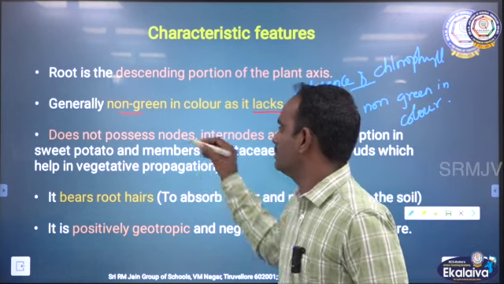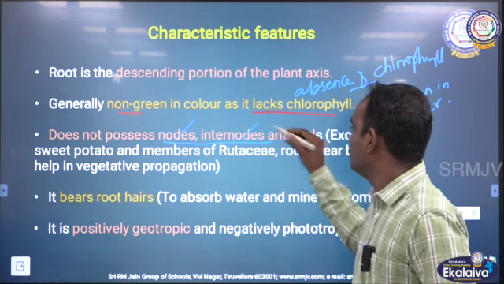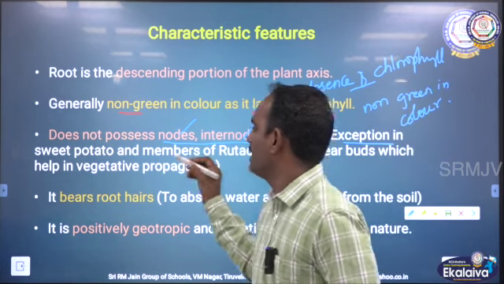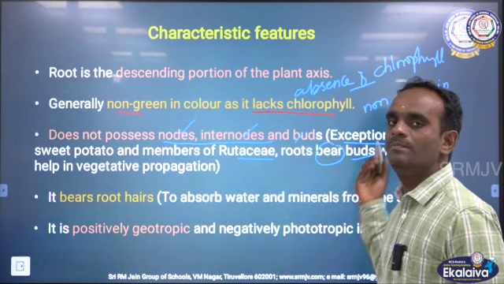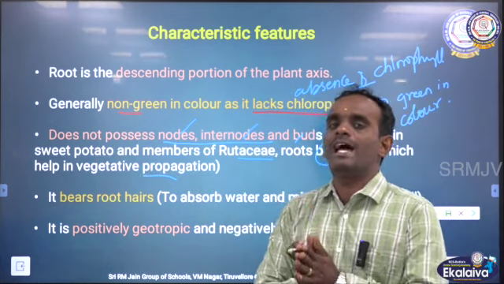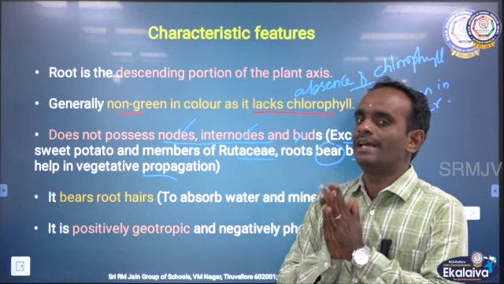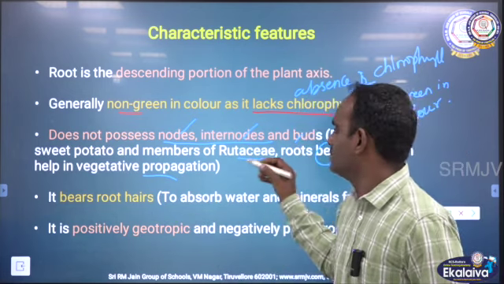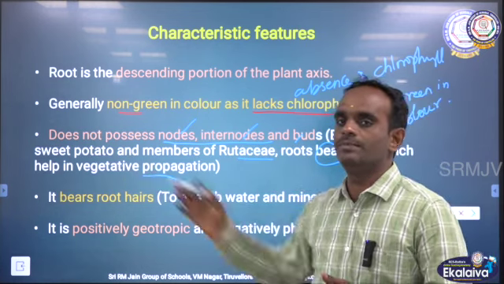Roots do not possess nodes, very important. Roots do not have any nodes, internodes or small buds. Exception: in sweet potato and members of Rutaceae, roots have small buds which help in vegetative propagation. Most of the roots do not have buds, internodes and nodes, except only a few plant species. In that, only sweet potato and some members of Rutaceae have small bud-like outgrowths. It is necessary for vegetative propagation.